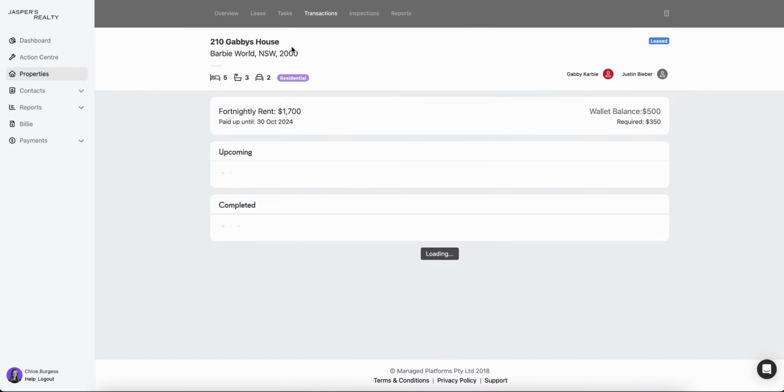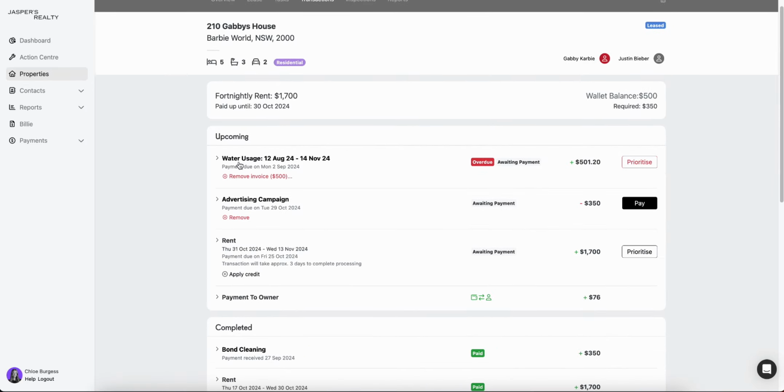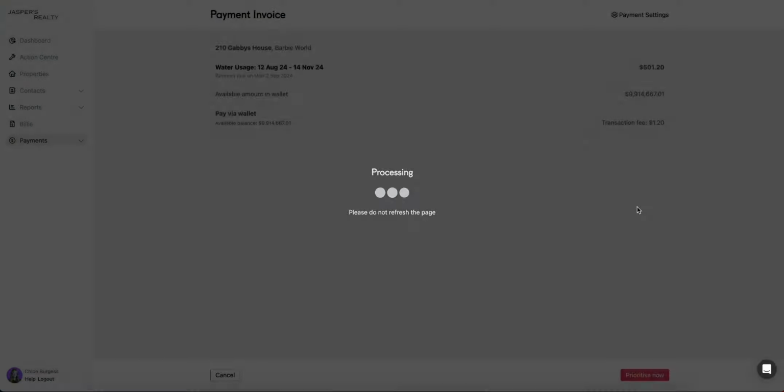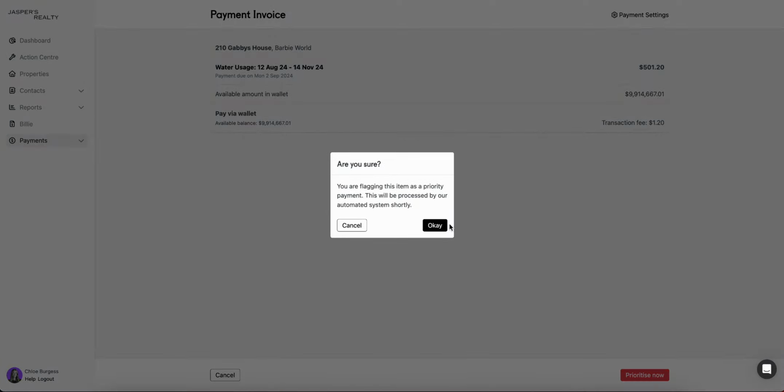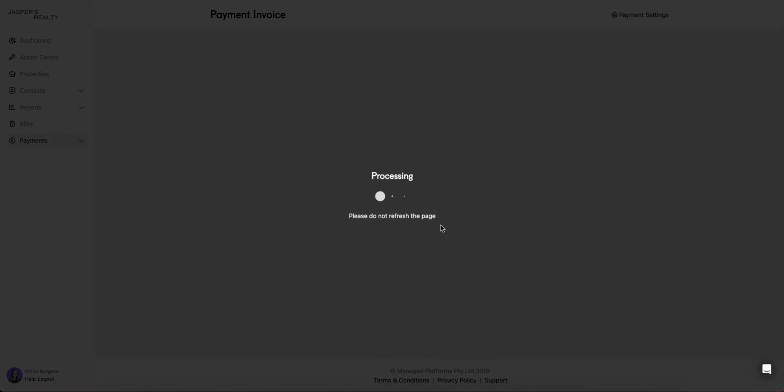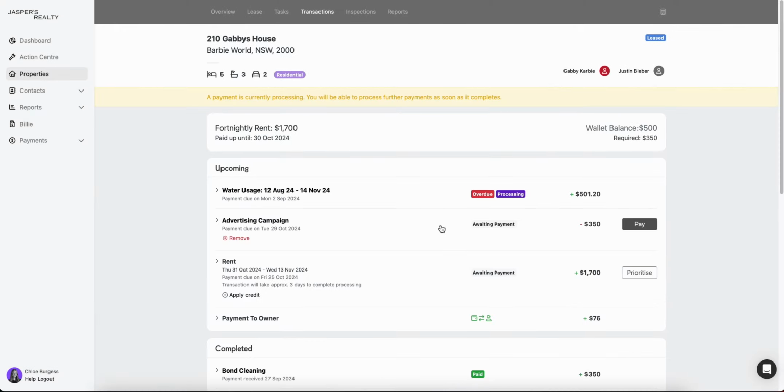Therefore, if I was to go back to my transactions tab, I can see that there is a water usage bill that needs to get paid. All I'm going to do is click prioritize, mark this bill as a priority payment, and the system is going to deduct funds from the tenant's wallet and make payment for that bill.